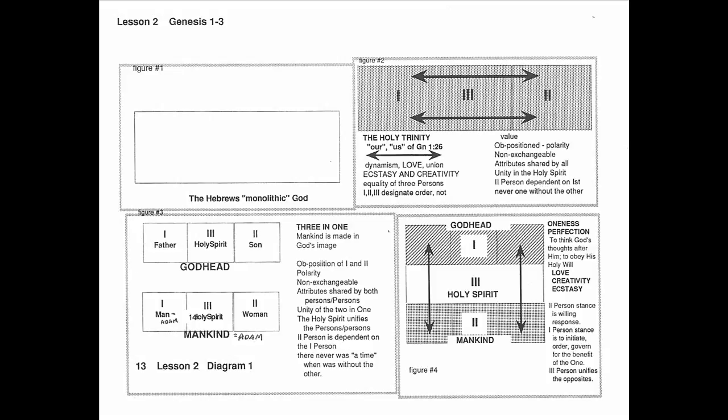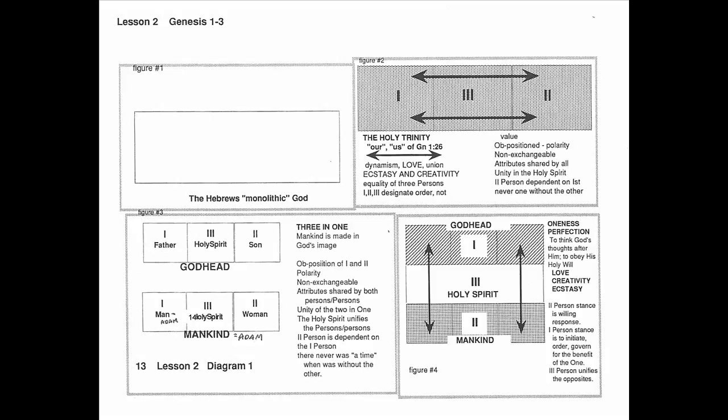There was never a time, however, when one was without the other, and we'll see if you read in the written lesson that there's a reason for the second story sounding as if the woman was a later creation. That's not what the story means, because there was never a time when man was without woman.